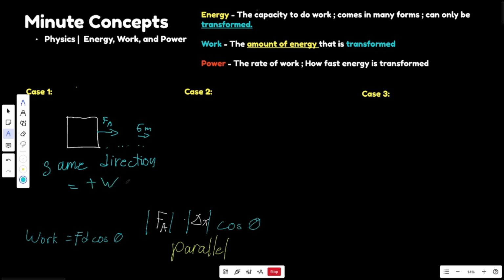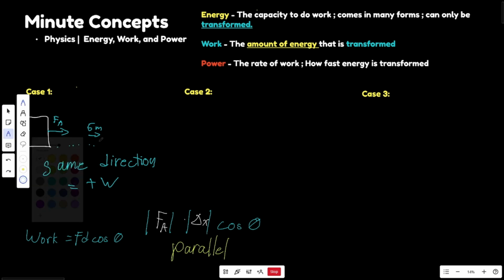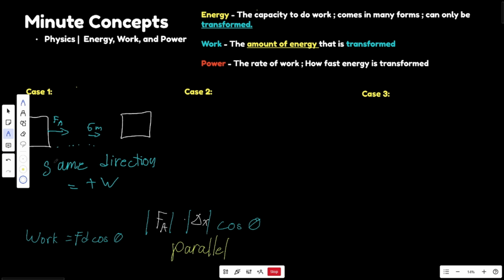And positive work is associated with not just horizontal movement, but it can also be upward movement. So for example, let's say I'm going to be lifting a box. If we're going to lift a box, our force applied would be going up, and the displacement of the box would also be going up. So let's say this is going up 5 meters. We can see that both of them are going in the same direction, so there is going to be work applied, and it will be a positive work.